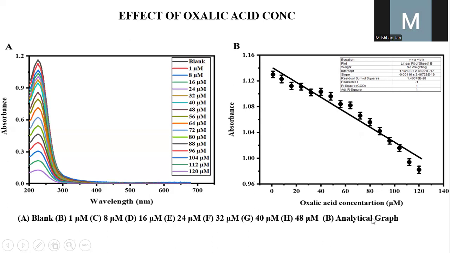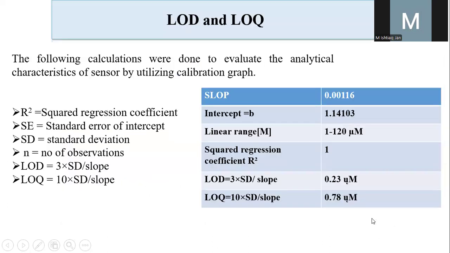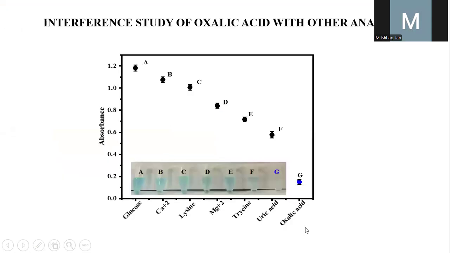This is the analytical graph, and we use this analytical graph to calculate the LOD and LOQ values. You can see here that the LOD value of this copper oxide nanoparticle biosensor is 0.23 micromole, and LOQ is 0.78 micromole. You can also see here various types of interfering studies, and we have checked that it produced the best result only with oxalic acid.